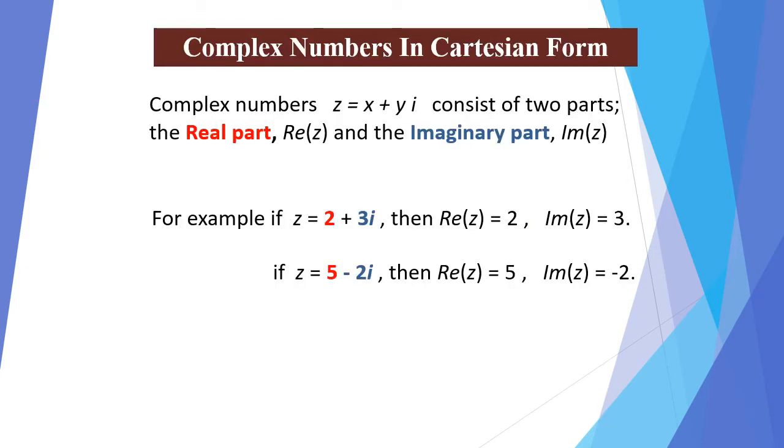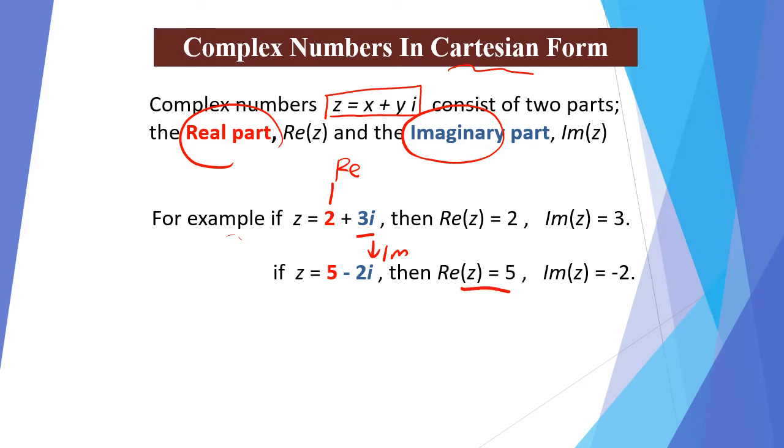So, complex number in Cartesian form. We can represent a complex number in Cartesian form, which is z equal to x plus yi. We have two parts here, the real part and the imaginary part. For example, we have z equal to 2 plus 3i. This one, 2, is the real part. This one, 3i, is the imaginary part. The same as z equal to 5 minus 2i. So the real part is 5, the imaginary part is -2.